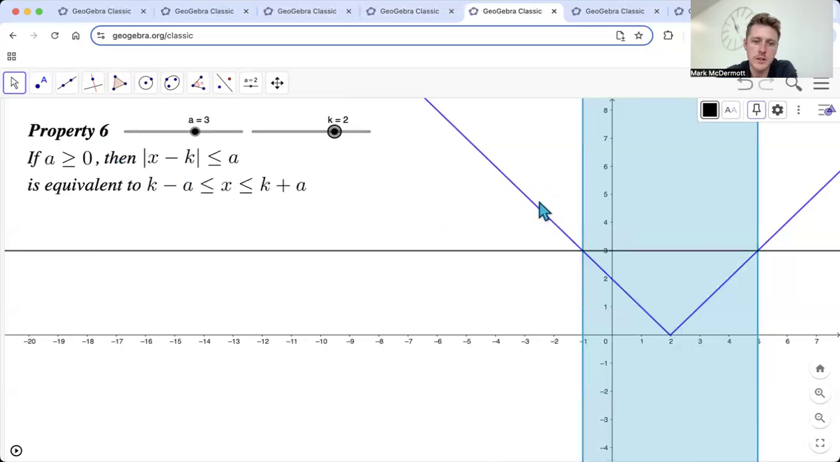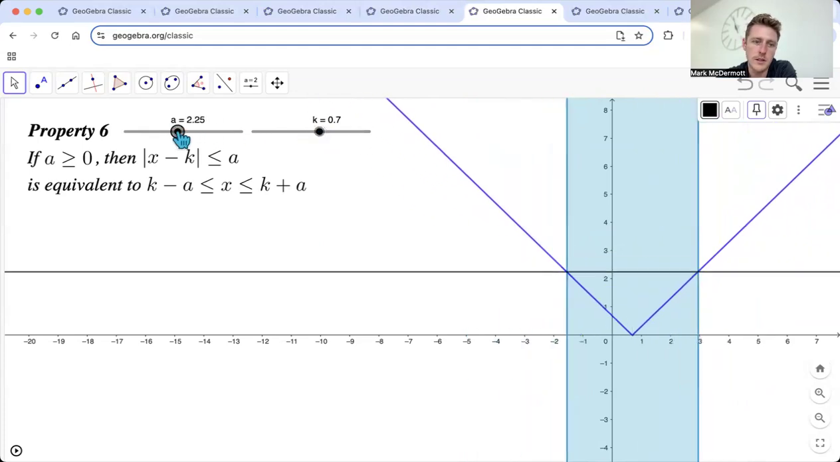Then the modulus of x minus k. All right. What this k value does is it shifts everything to the right. So when k is 2, this has all been shifted to the right. And we can see again that the boundaries are going to be now between k minus A, all right, 2 minus 3 is -1, and 2 plus 3 is 5. So we can see that saying the modulus of x minus k is less than or equal to A is the same thing as saying that x is between k minus A and k plus A inclusive. And we can see through this diagram that that's the case.